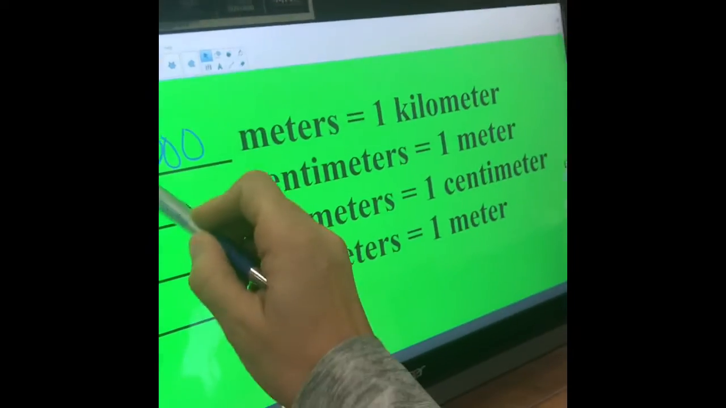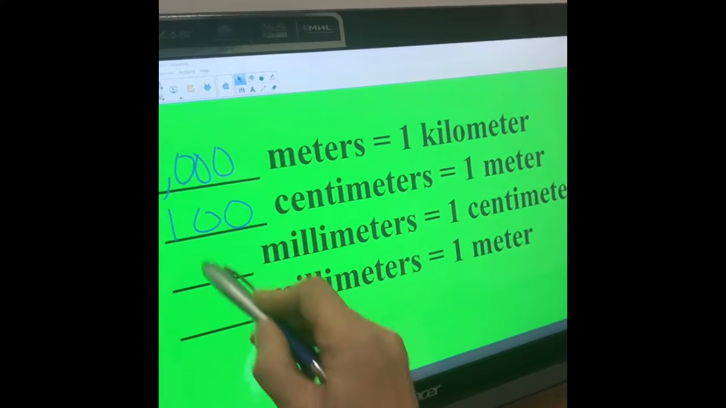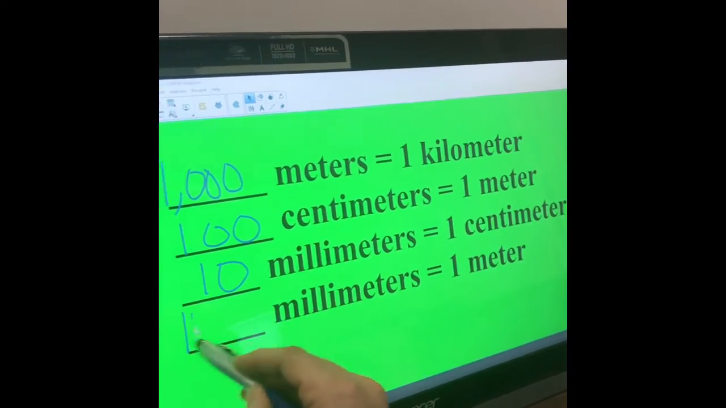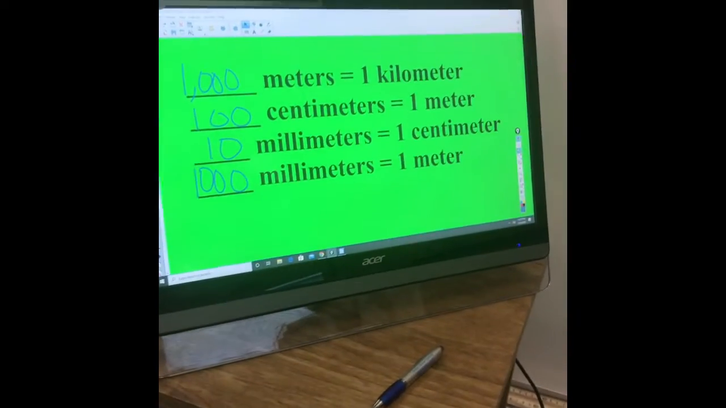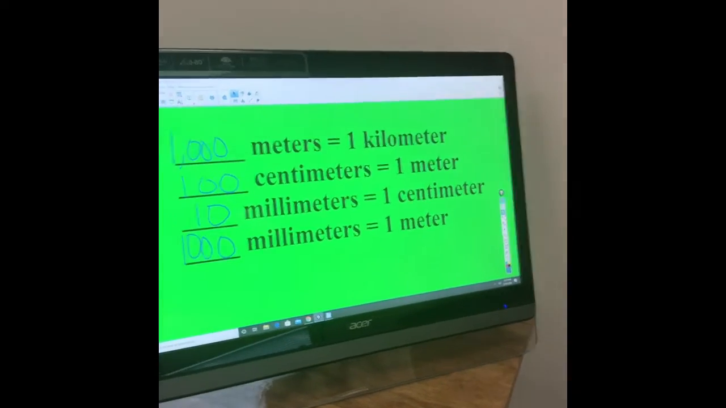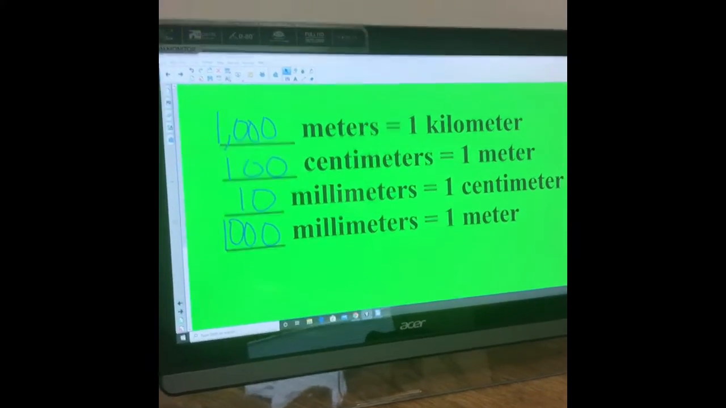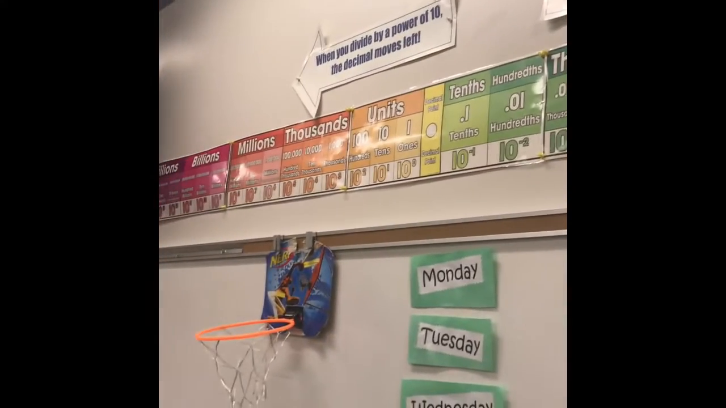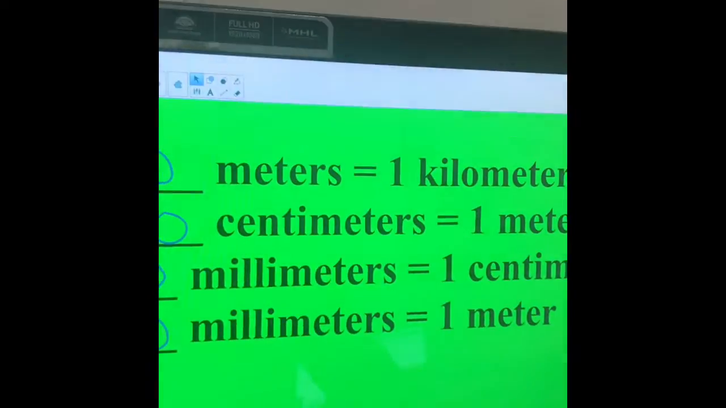And then there's 100 centimeters in a meter. There are 10 millimeters in a centimeter. And then there's 1,000 millimeters in a meter. So those are just things you kind of need to memorize, except it's kind of awesome that they all end in a bunch of zeros, because then you can just think back to these gorgeous arrows that I have in my room, and we're just moving the decimal, guys. All right, so let's keep going.